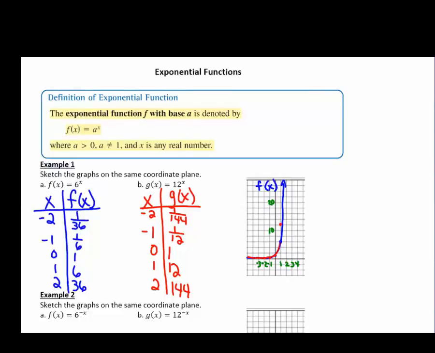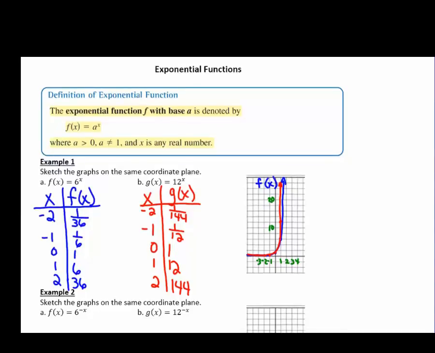So this one is actually going to be quite a bit steeper than the other graph. And if we could zoom in on the graph, we would really see how they're separate. The higher up your x value goes, the farther apart your graphs are going to get.